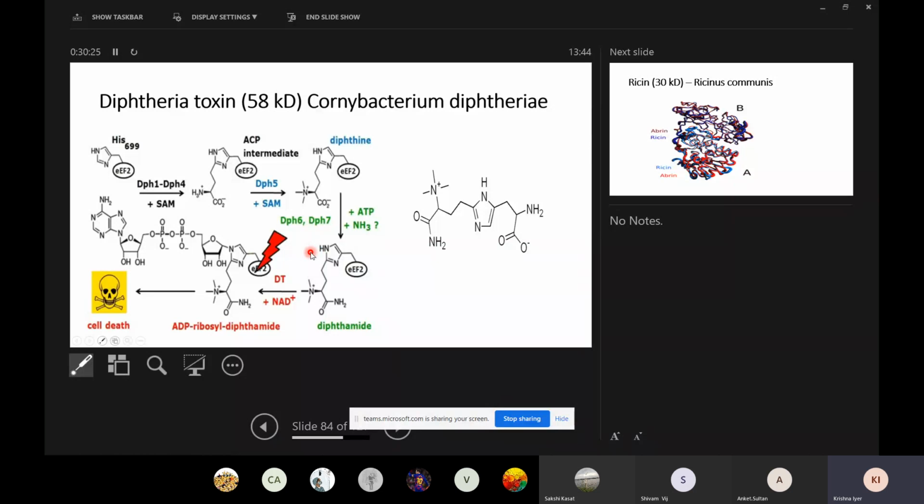That's why when you get infected by Corynebacterium diphtheriae, which causes what is called diphtheria, one of the ways the bacteria is able to cause problems to your cells is to inhibit the synthesis of proteins inside your cells, and that's where you see all the effects of the infection.